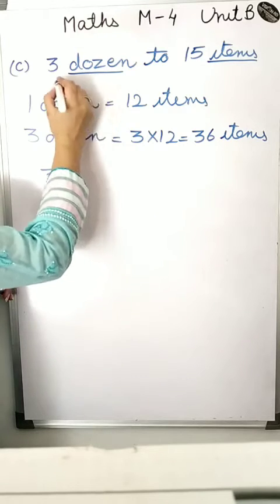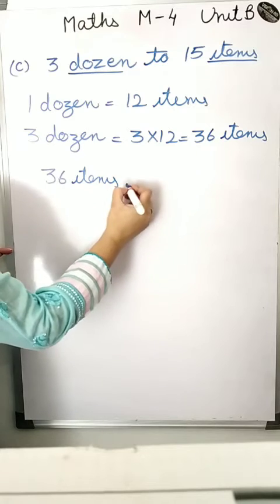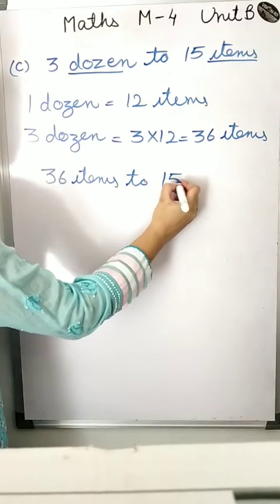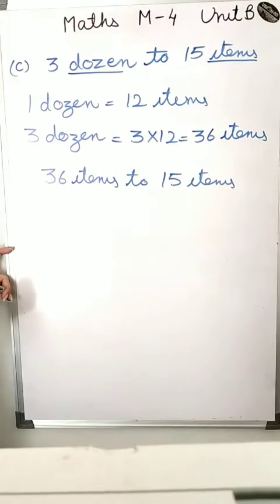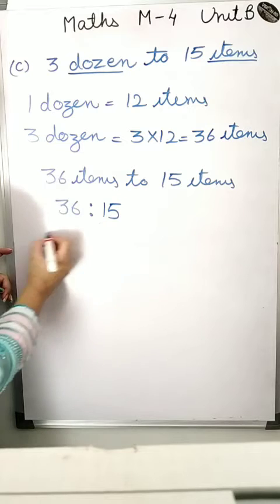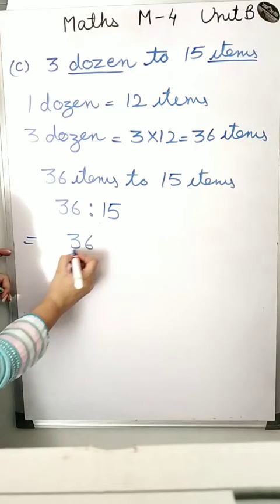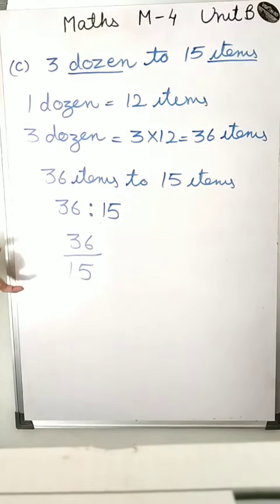36 in place of 3 dozen, I am writing 36 items to 15 items. Now write down in a form of ratio. 36 ratio 15. Now in the form of fraction. As I told you, either you find the HCF of these two numbers or you reduce them. So we can reduce them.